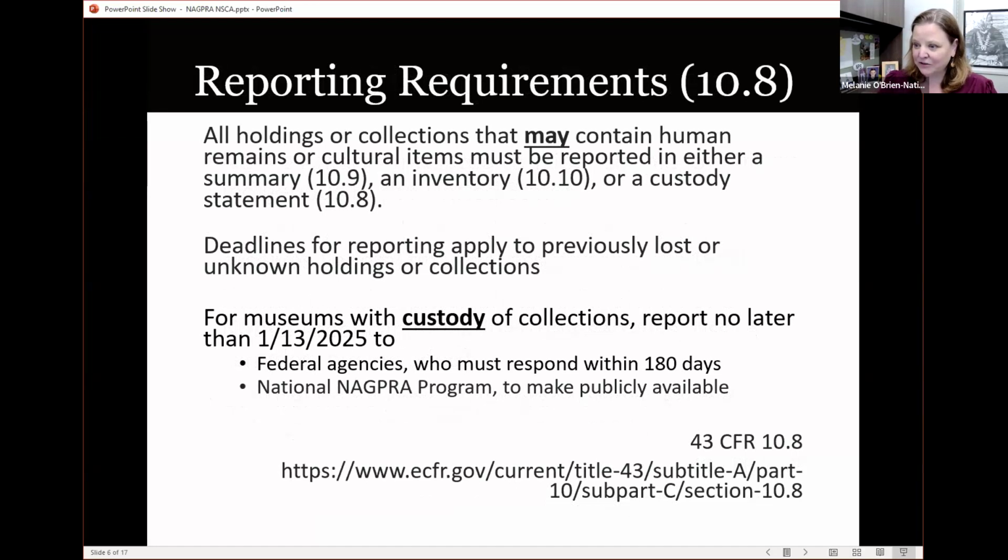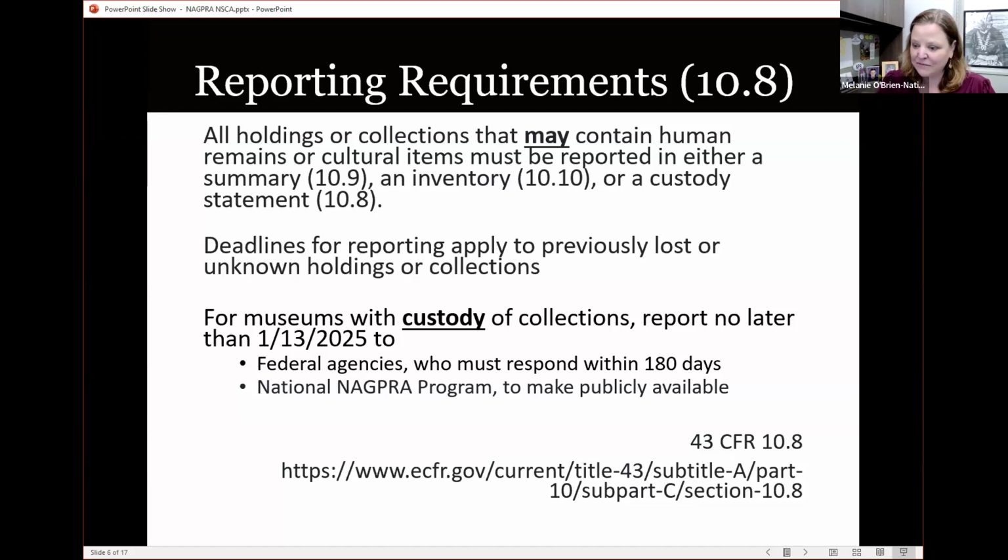And those get reported either through a summary, an inventory, or in some cases where a museum only has custody of a collection, they would need to report those in a custody statement. And there are deadlines for all of this reporting.